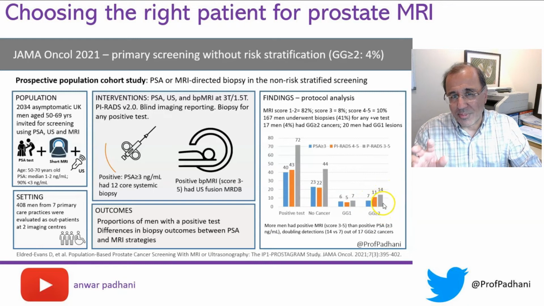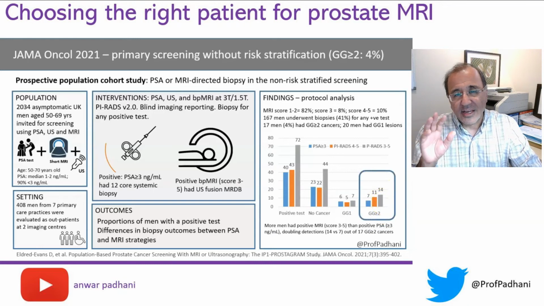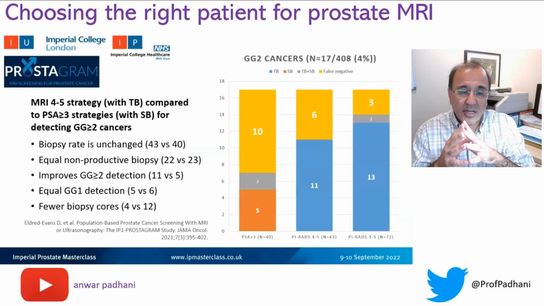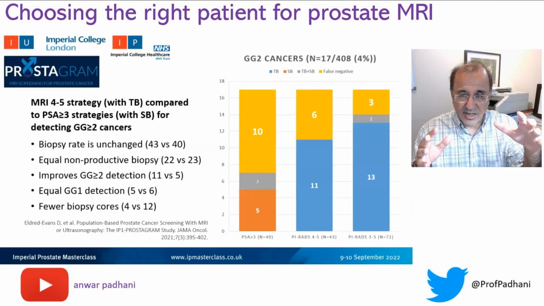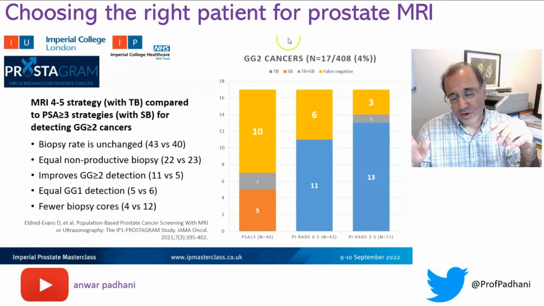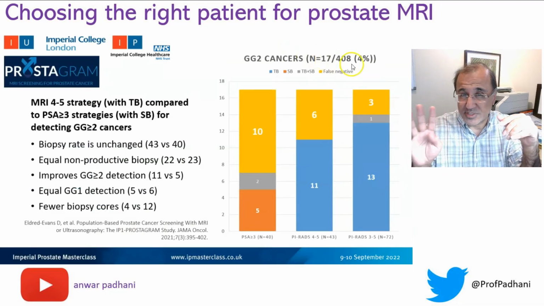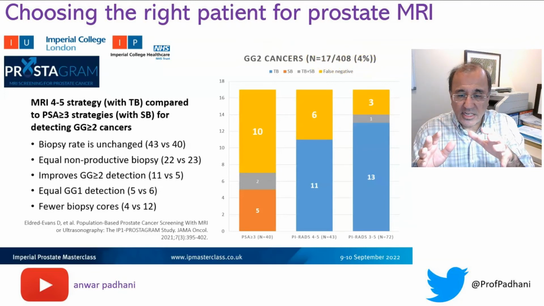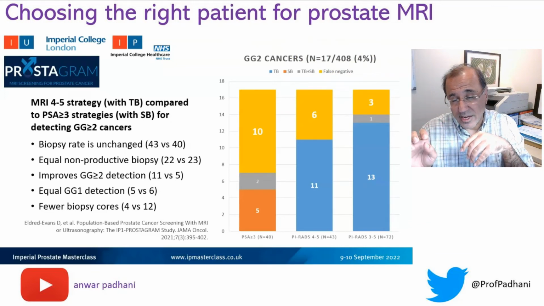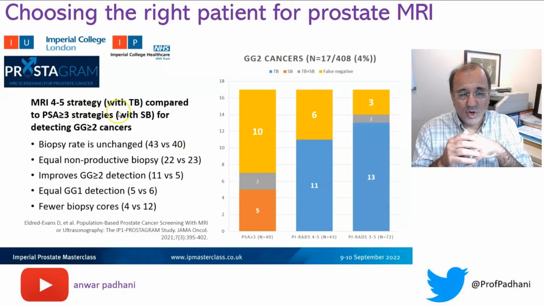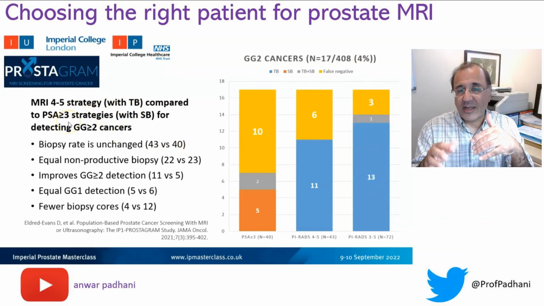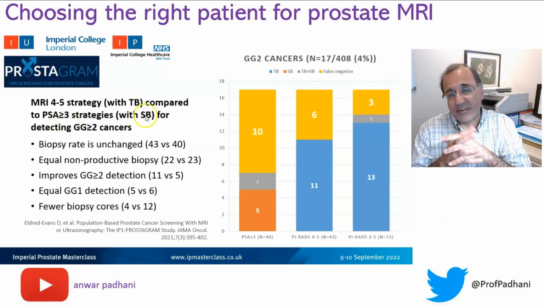So let's just have a look at that last column in more detail. You can see up at the top that the number of cancers detected in the end was 17 out of 408, which means the prevalence is 4%, so a really low prevalence. And let's discuss a strategy of PI-RADS 4 and 5 with a targeted approach versus a strategy of a PSA that's more than 3, followed by a systematic biopsy for the detection of clinically significant cancers.